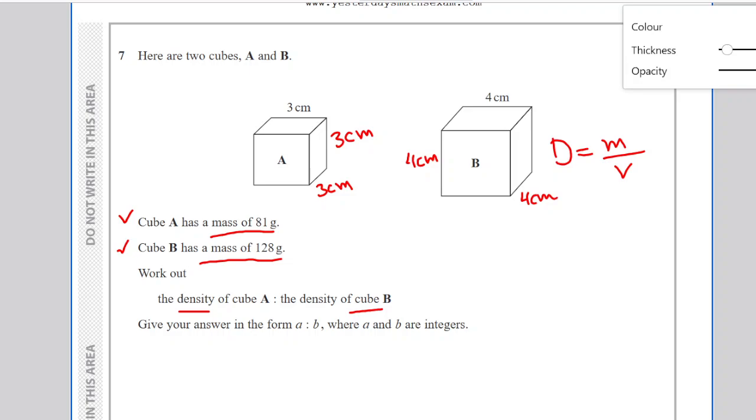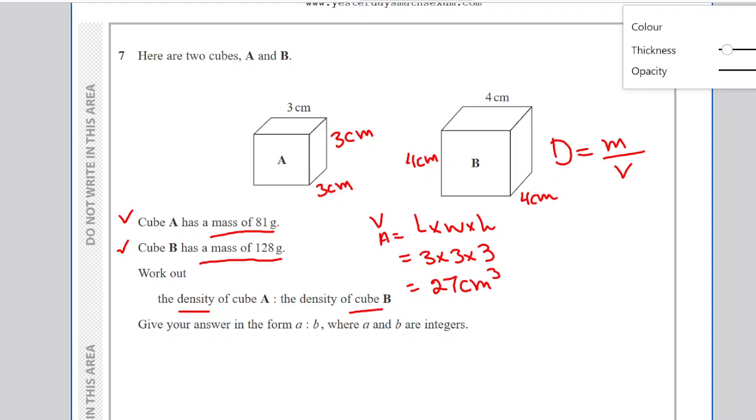So if you need to find out the volume of cube A, what is the formula for volume? It will be length times width times height. So the length is 3, width is 3 and height is 3. So 3 times 3 is 9, 9 times 3 is 27 centimeter cubed. This is the volume of cube A.